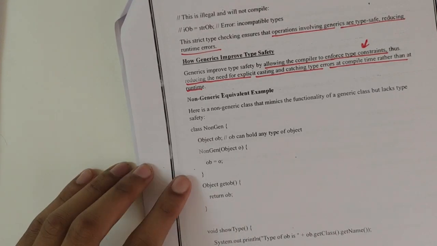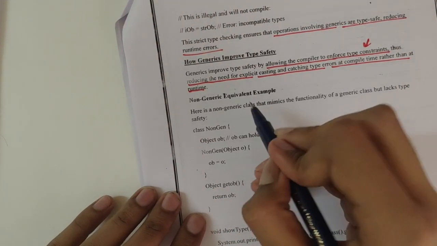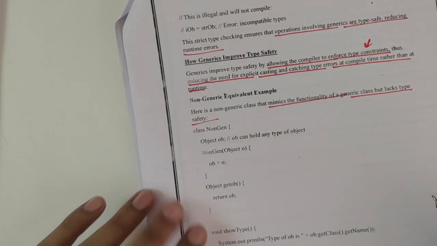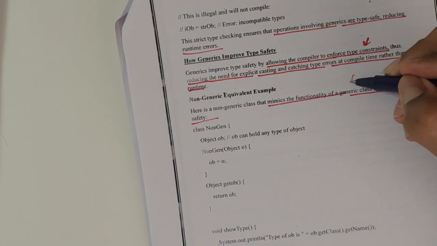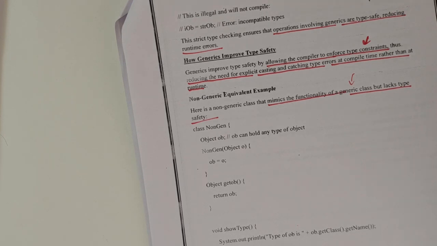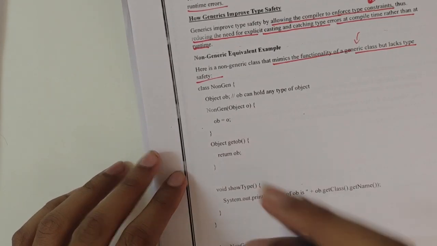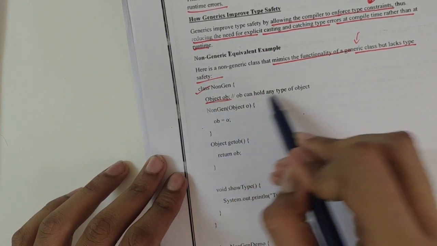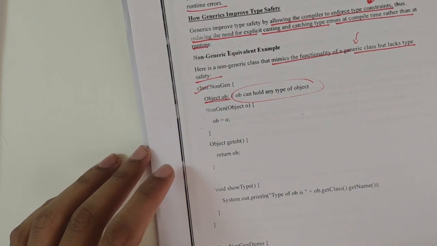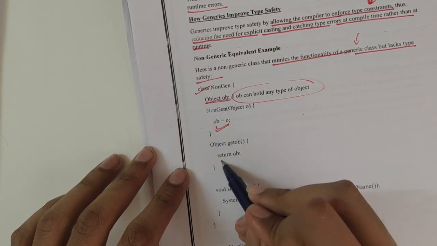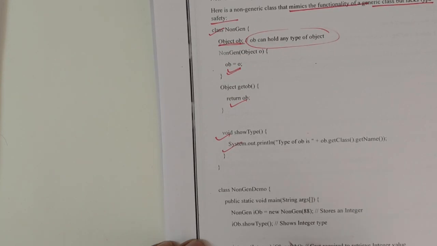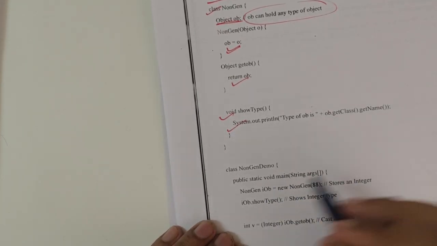Next is the non-generic equivalent example. What they have done is mimic the functionality of the generic class, but it will not have any kind of type safety. Let's see how. Class NonGen, object ob can hold any kind of object. Then we are assigning the object to it, then returning it back, and also showing the type present.